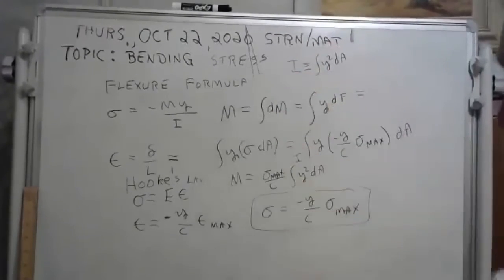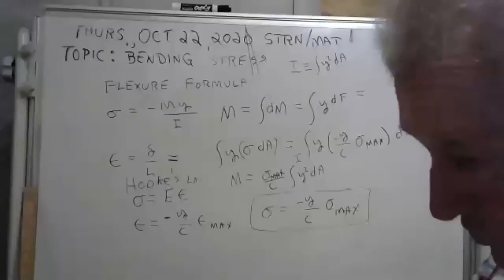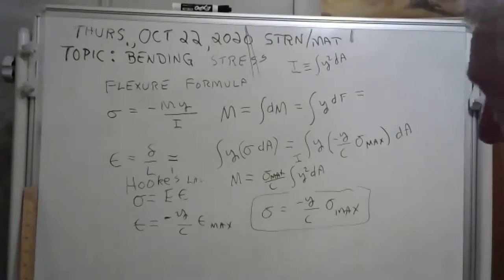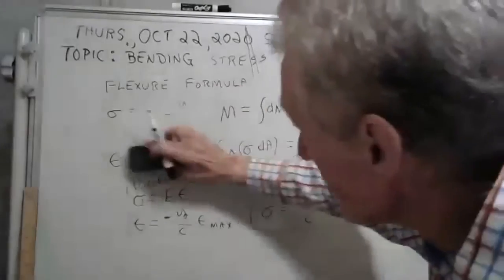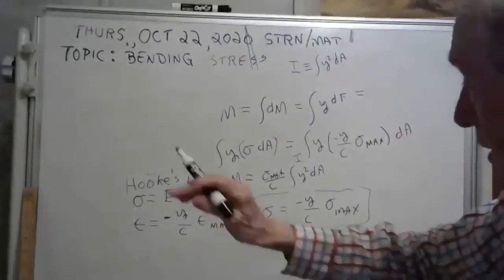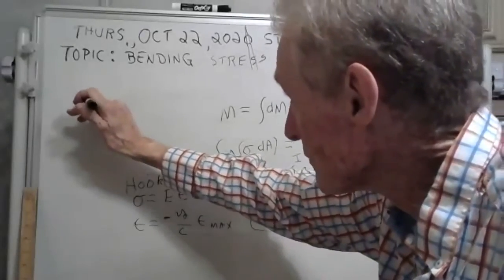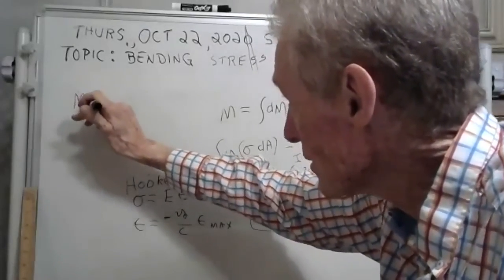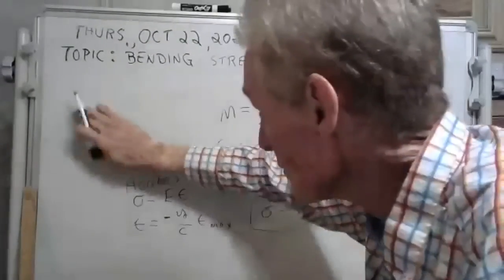It's defined that way. It's the second moment of area. Some people just call it moment of inertia, but it's really the area moment of inertia. And so here's what we've got so far. We've got the bending moment. We're almost done. And I've got 60 seconds left. We might make it.